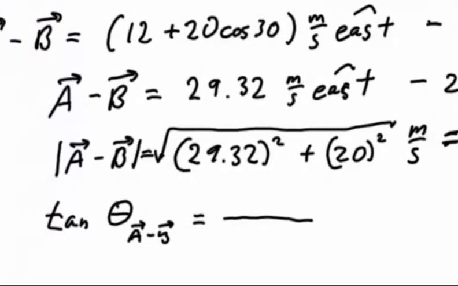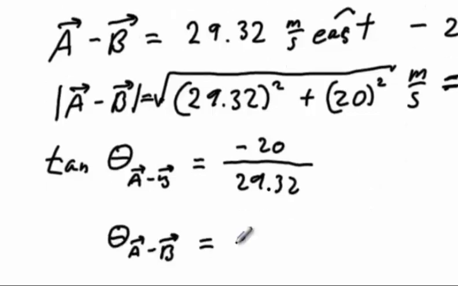As last time, to get the angle theta subscript A minus B, we need to take the inverse tangent of the ratio of y coordinate over x coordinate, except this time, since the x coordinate is positive, our calculator will give us the correct answer on the first try. And that answer is negative 34.3 degrees.